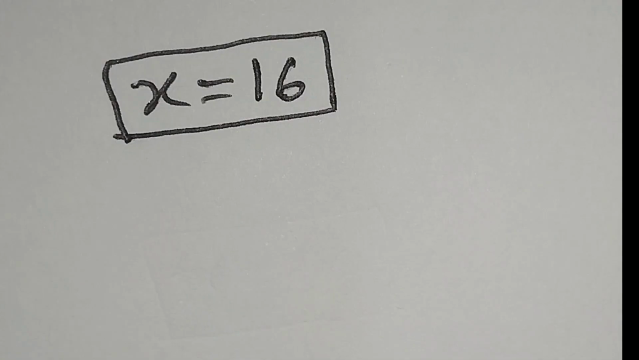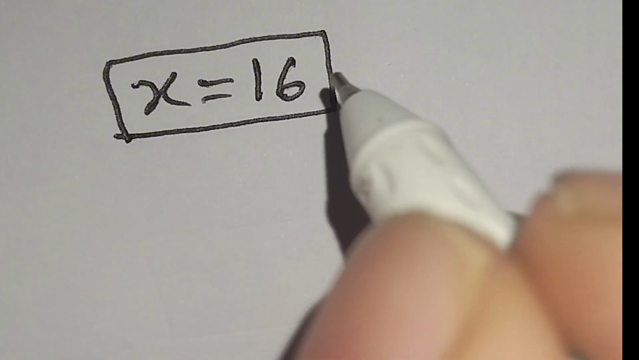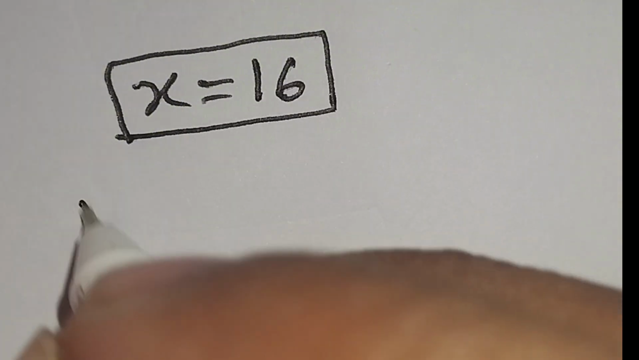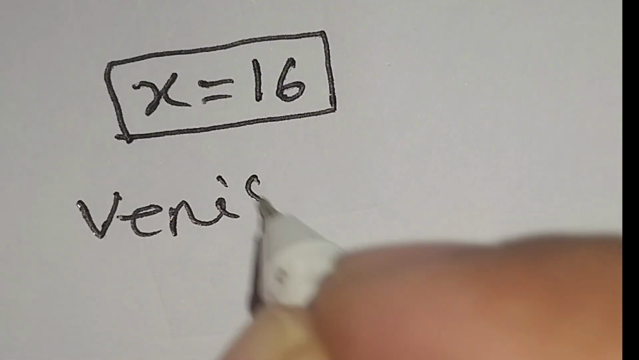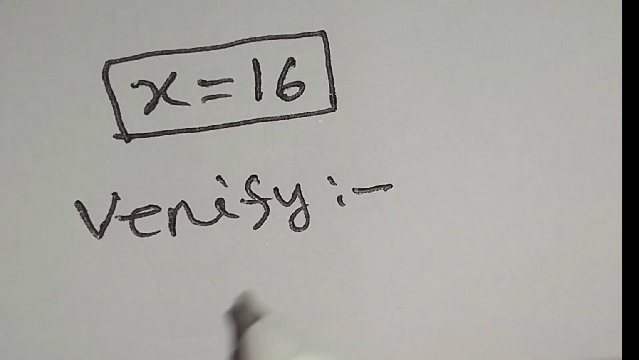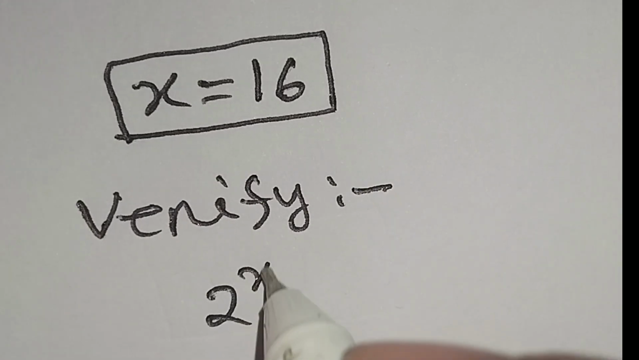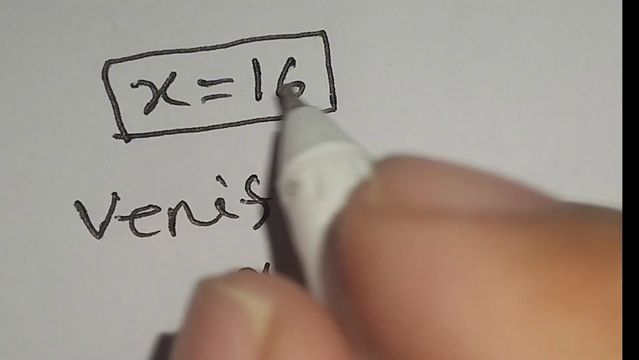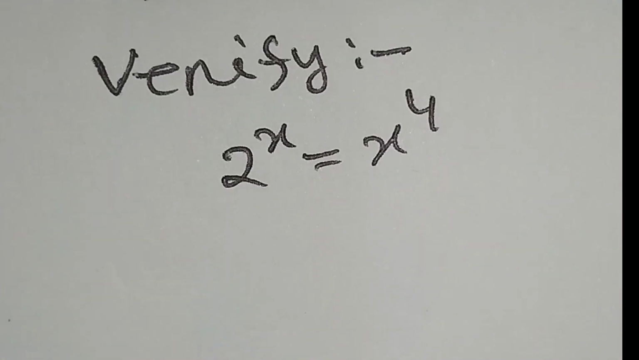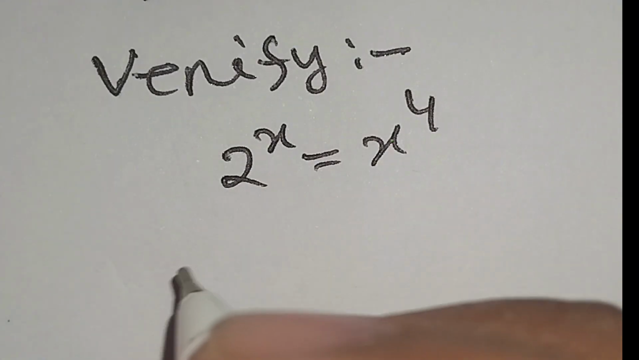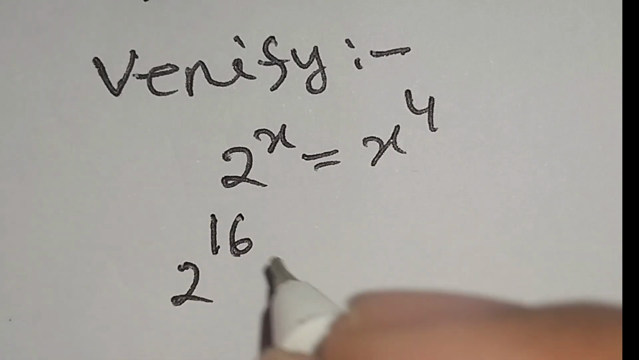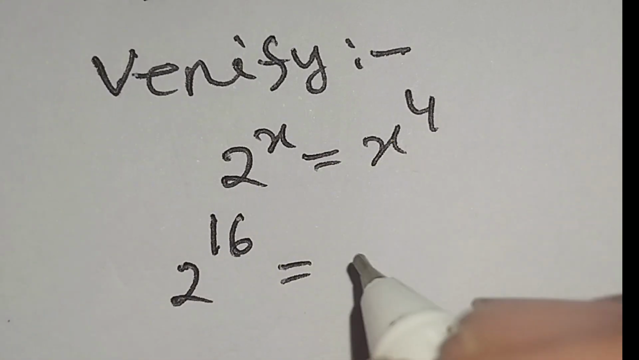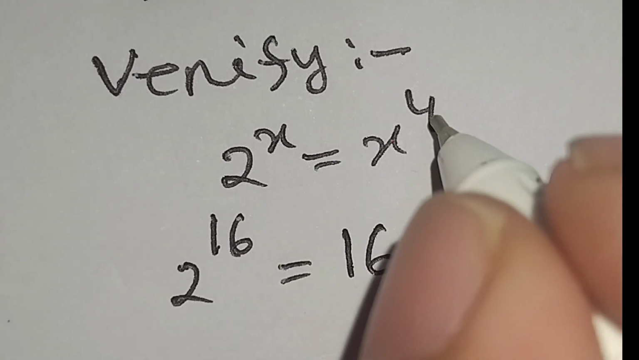Now we will verify whether this value is correct or not. So let's verify. Our main equation is 2 to the power x is equal to x to the power 4. Here x is equal to 16. So 2 to the power 16 is equal to 16 to the power 4.